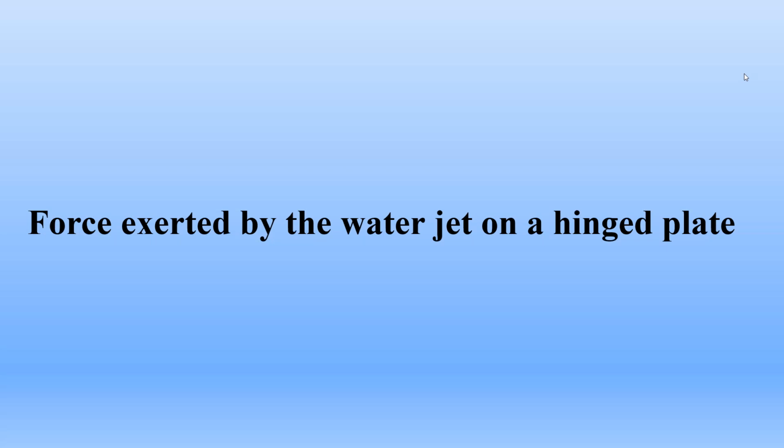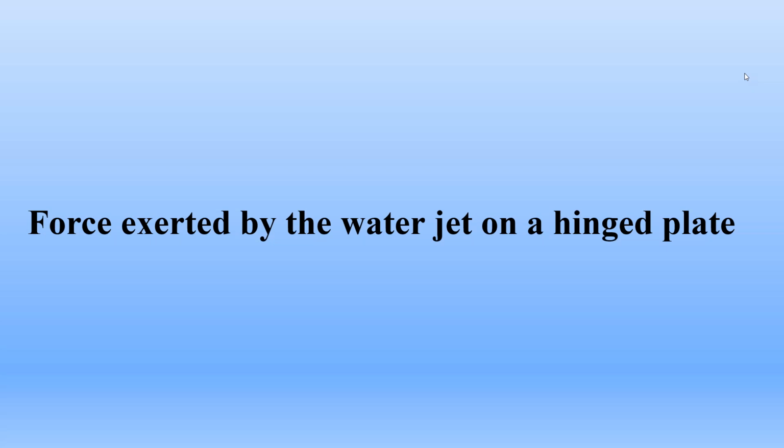In that flat metal plate, first we discussed the water jet is horizontal and the flat metal plate is vertical. The stationary flat metal plate is vertical. That is the first condition. So in that, the flat metal plate is perpendicular to the direction of water flow.